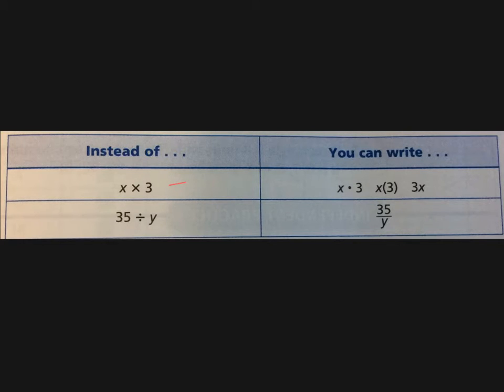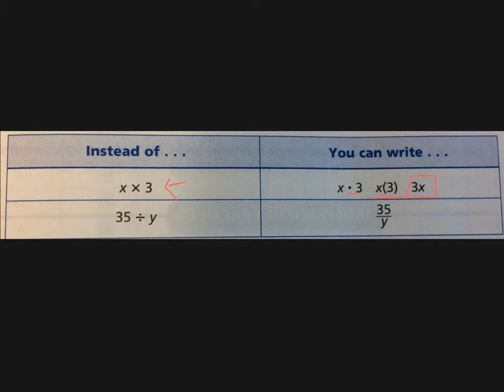So instead of x times 3, we could do this circle, that means multiplication. We could also do parentheses, which means multiplication, or this is the form I'd prefer to see, just writing 3x and knowing that I'm multiplying 3 by x. So these are different ways to write multiplying. Please write this into your notes so that you can have it.